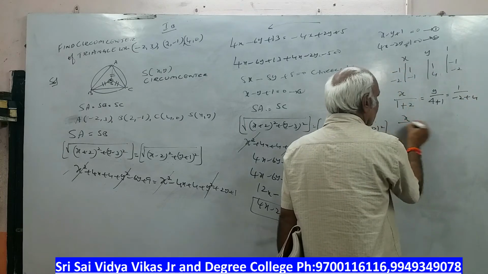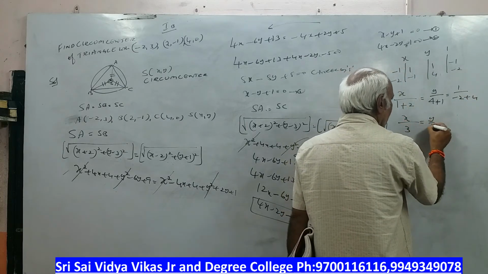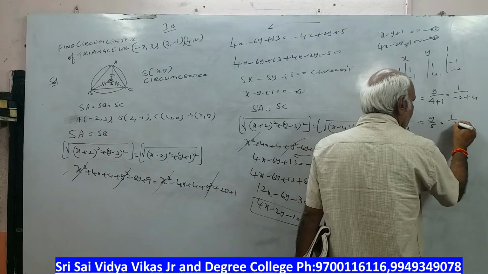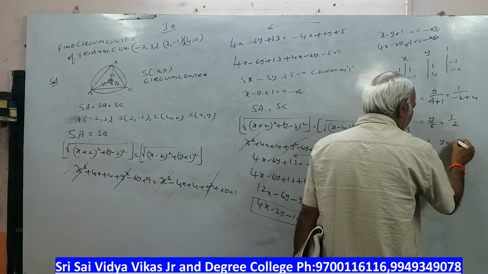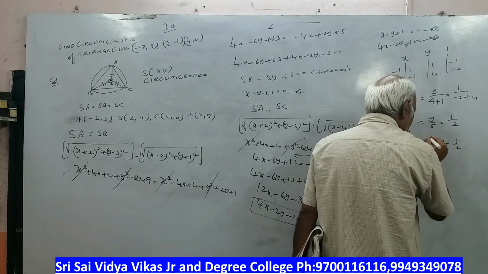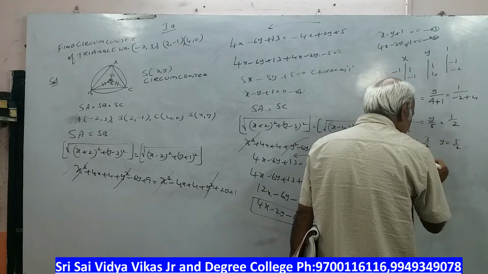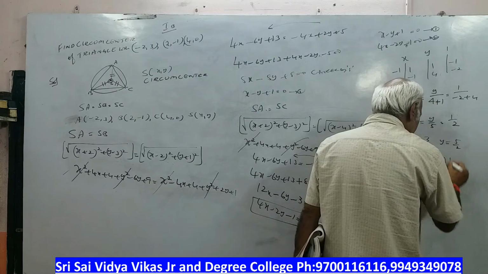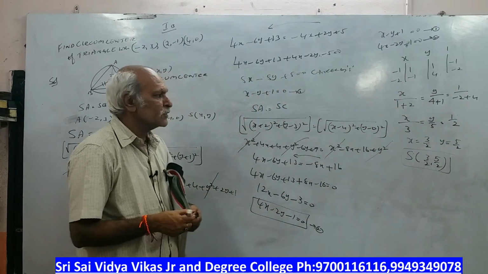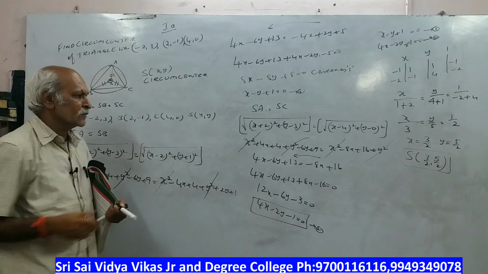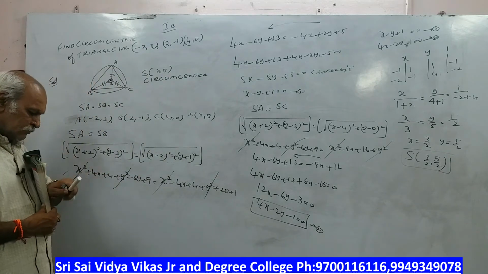So x by 3, y by 5 is equal to 1 by 2 because 4 minus 2. x is equal to 3 by 2, y is equal to 5 by 2. So what is the circumcenter? 3 by 2 comma 5 by 2. So here fractions also can come. So in this problem fractions are coming. Same procedure. Okay, let us do one more problem.